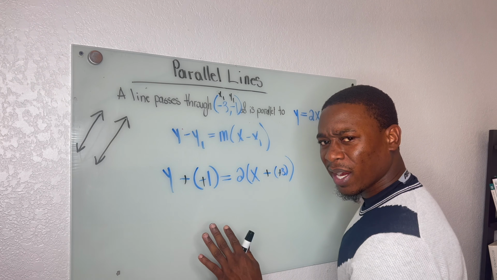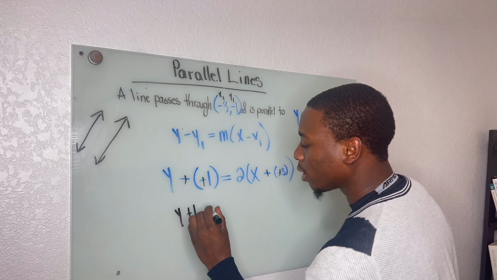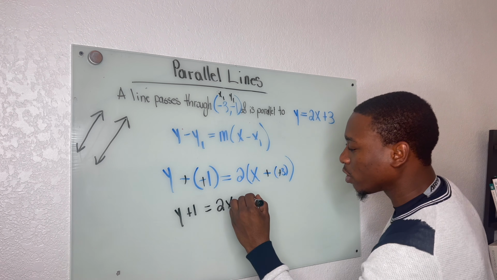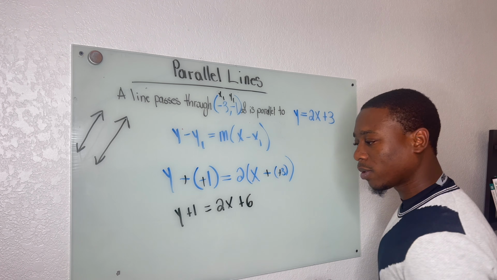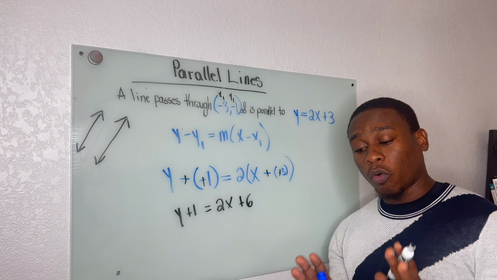So I'm just going to rewrite this and change the signs just to clean it up. y plus 1 is equal to 2x, 2 times positive 3, plus 6, right? So now we're in business, and you know what the overall goal is?